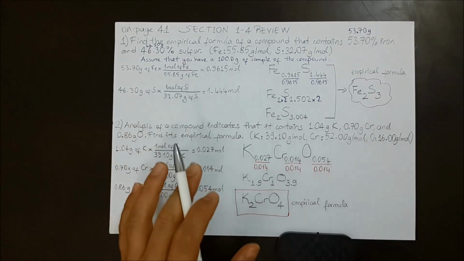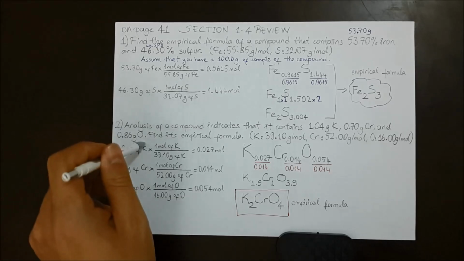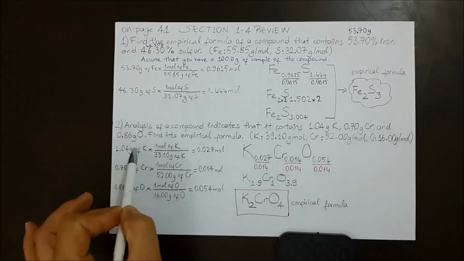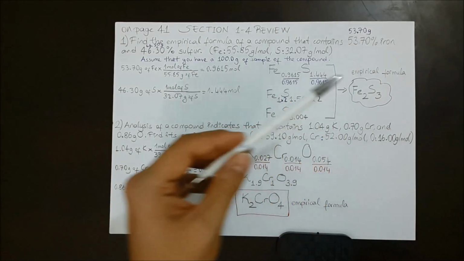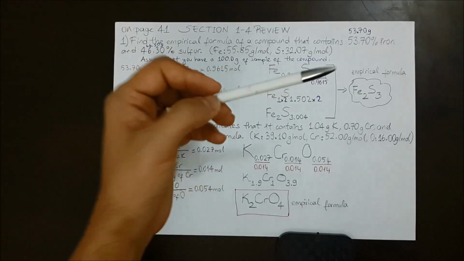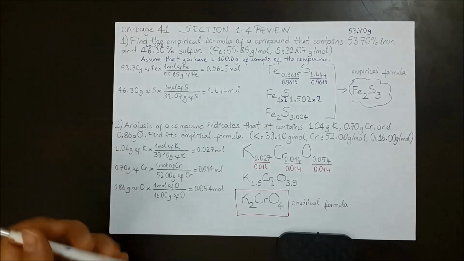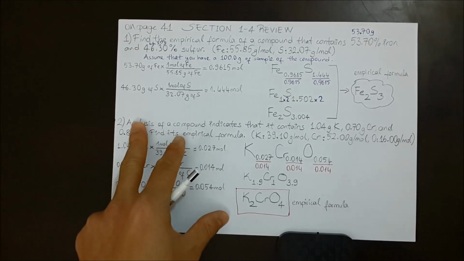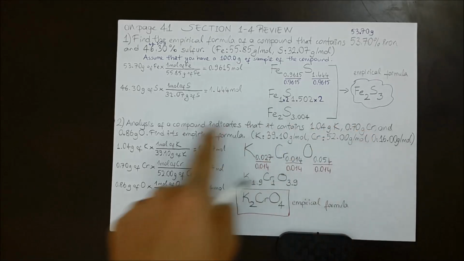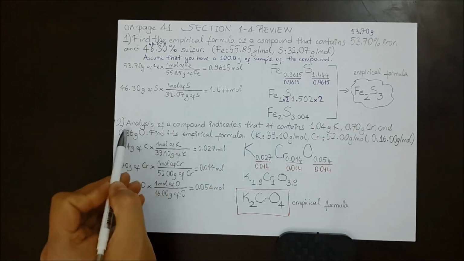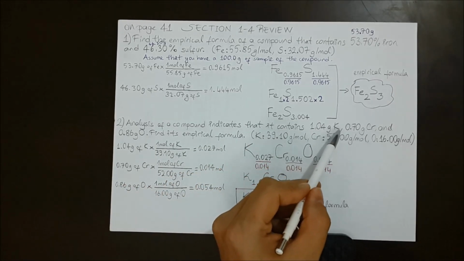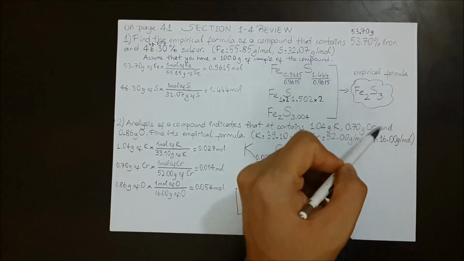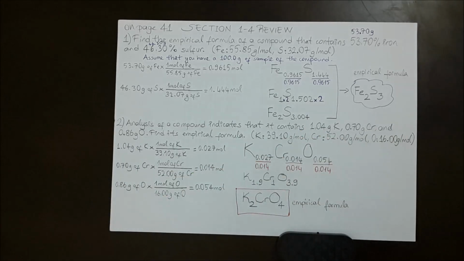Okay, question 2. Sometimes mass composition of elements in the compound will be given directly, as you see in question 2. But sometimes percentage compositions of elements in the formula will be given. First of all, we assume we have 100 grams of compound, then we convert percentage composition into mass composition. But in question 2, we can directly get masses of elements. Let's read the question. Analysis of a compound indicates that it contains 1.04 grams potassium, 0.70 grams chromium, and 0.86 grams oxygen. Question says, find its empirical formula.